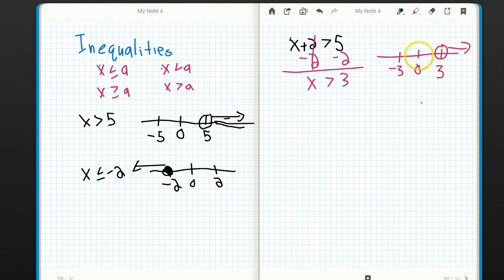We're going to use 0. So what we're going to do, we're going to plug in 0 to the equation.